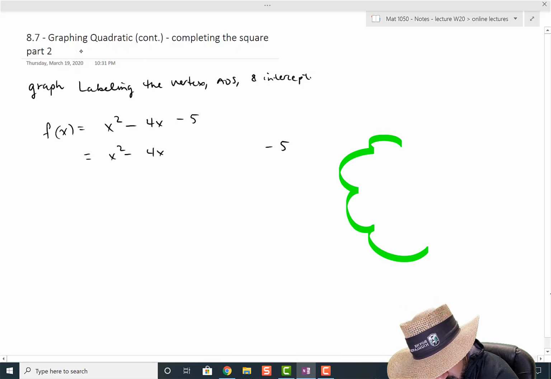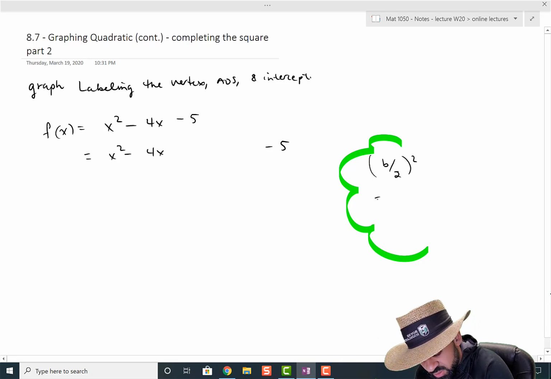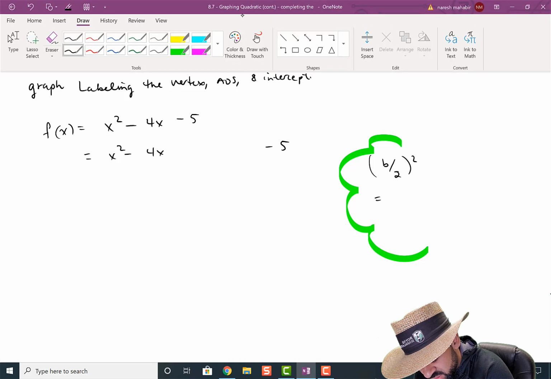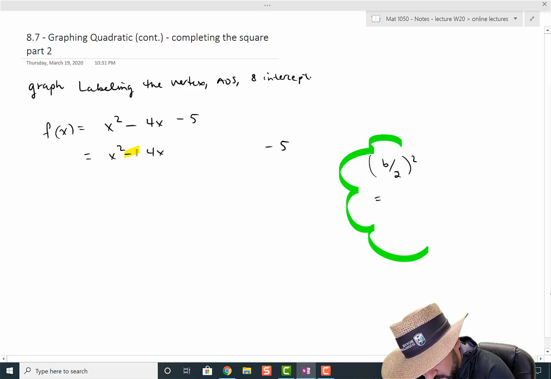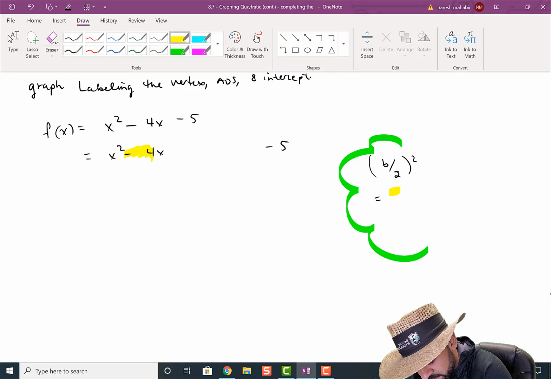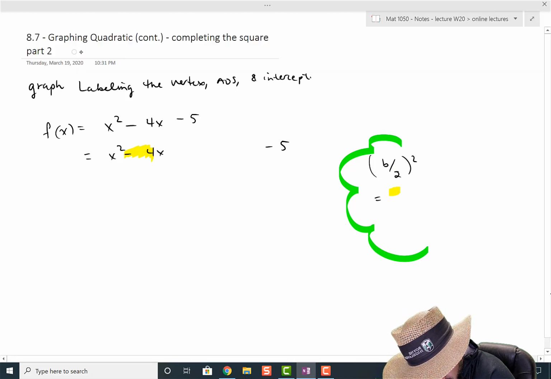And what you do is you take the b term and you divide it by 2, and then you finally square it. Well, what the b term is in this case is the number, and yes, you must take that negative with it, is negative 4. So don't forget to call that thing negative 4. So when you plug it in, you're going to have negative 4 divided by 2 squared.